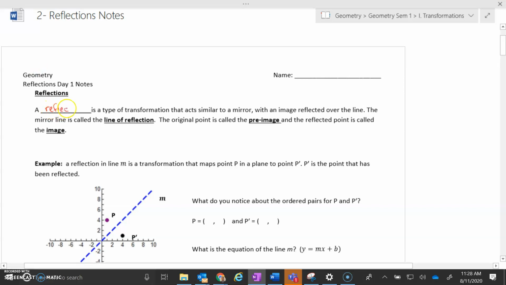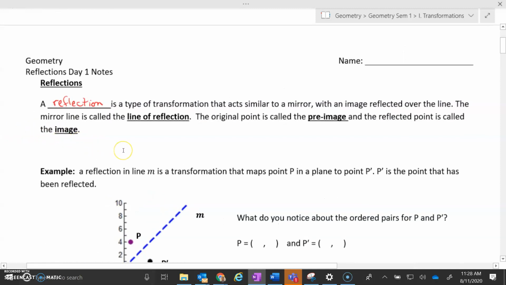A reflection is a type of transformation that acts similar to a mirror, with an image reflected over the line. The mirror line is called a line of reflection. Also, you might see line of symmetry show up, so we'll also include that in our vocabulary. Line of symmetry. The original point is called the pre-image, and the reflected point is called the image.